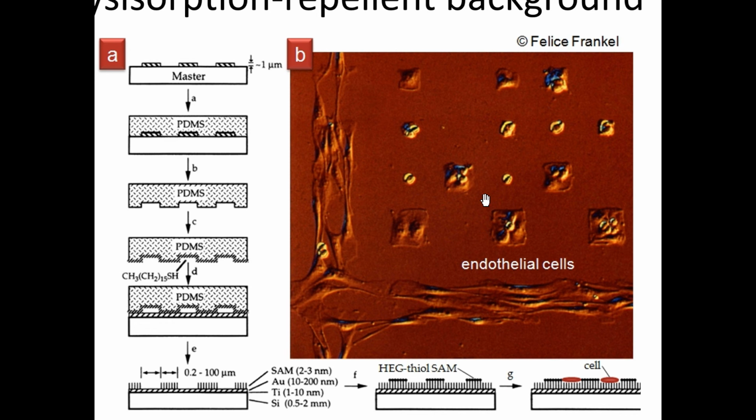This was the example, where I have another slide on it later, where they showed that the size of the island determines whether the cell survives or not. If the size of the island is too small, the cell will attach itself there, but it's not big enough for the cell to spread out. And it needs to spread out in order to survive.